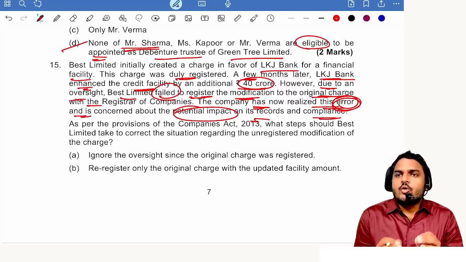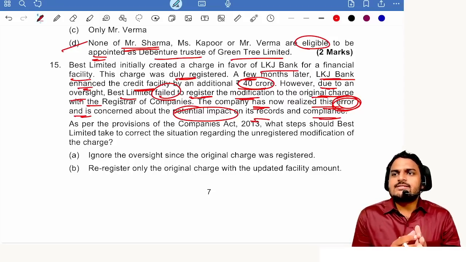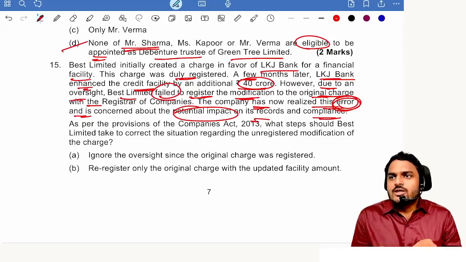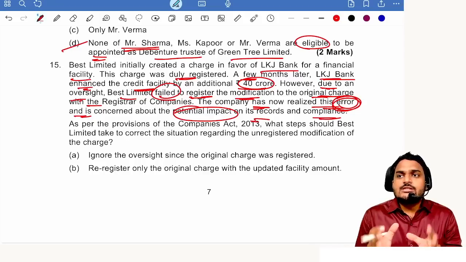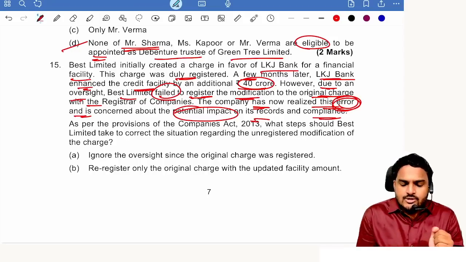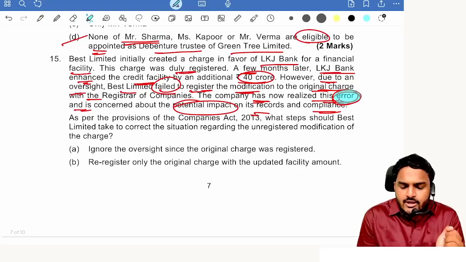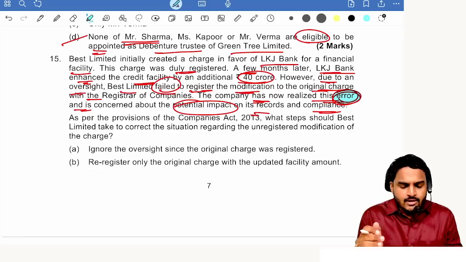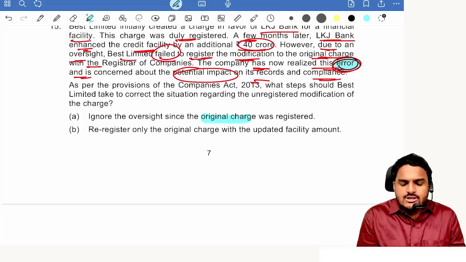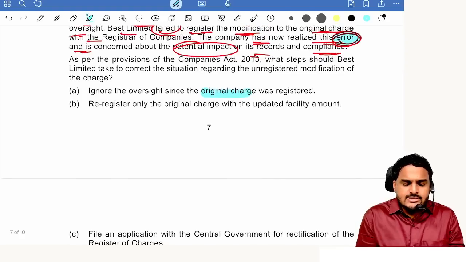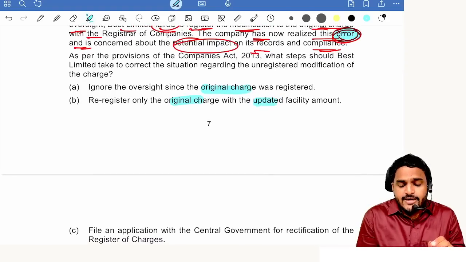If you remember, omissions, misstatements in previous filings, delay in filing satisfaction of charges with ROC, of course this can be condoned by CG, powers granted to CG under the last section of registration of charges. So what is the last section of charges? 87. So this error word is important. If you are able to identify this error, then you can remember section 87. Accordingly, you can select the best option. Ignore the oversight since original charge was registered. No. For modification also section 77 is applicable. Re-register only original charge with the updated facility amount.